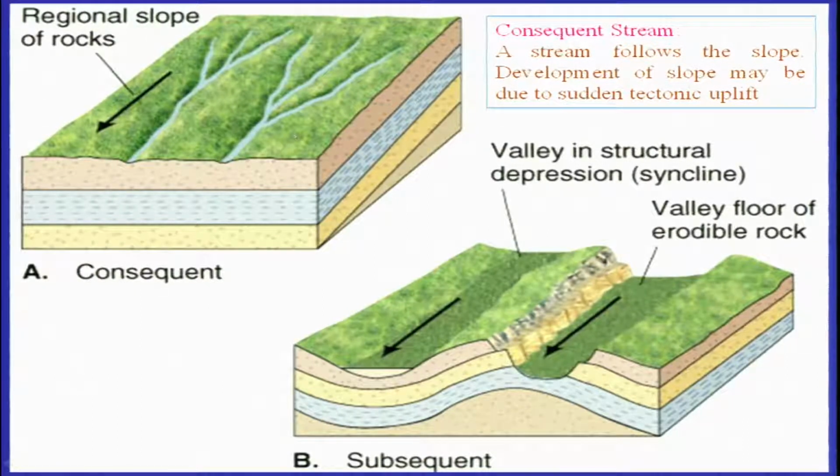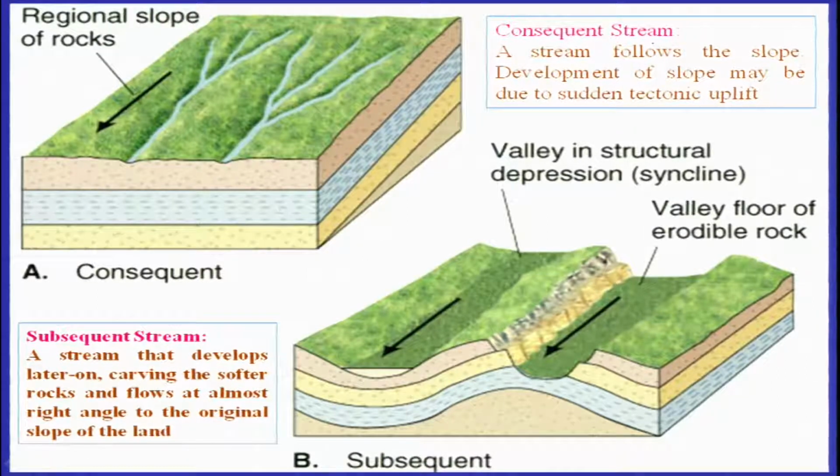So, you have a gentle slope here, and the streams which develop over the slope are termed consequent streams. Whereas the subsequent streams are those developed later on. For example, you have a folded terrain here, and then you have the streams which have been developed on that, which are developed later on, carving the softer rocks and flowing at almost right angle to the original slope.